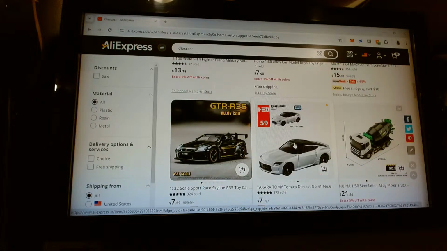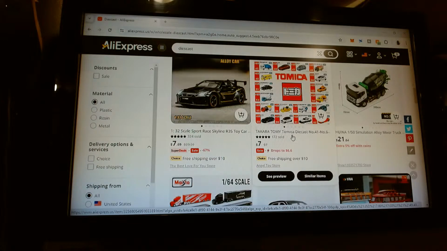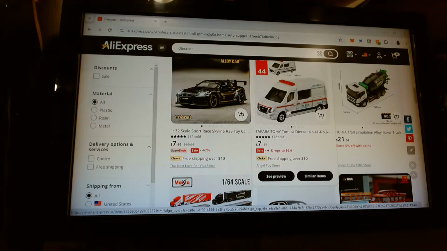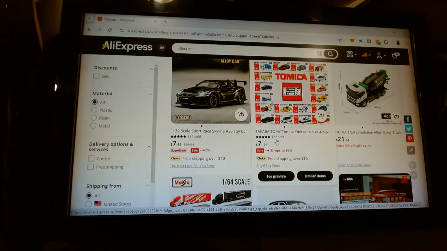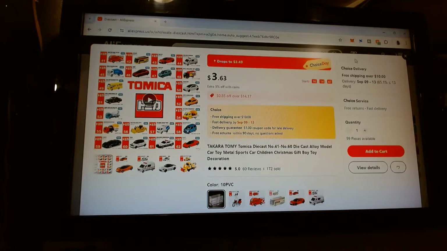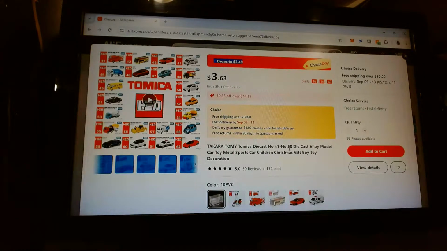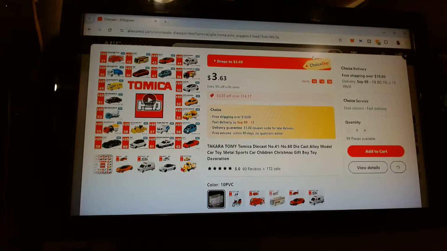Anyway, let's look at this one. Takara Tomica diecast number 41. I don't want to know all the numbers. Anyway, it says $7, right? It is $7. 172 sold. And we're going to see the preview, right? So if we click on the preview, it's going to open up another little pop-up. And I don't like the way it opened this up here.